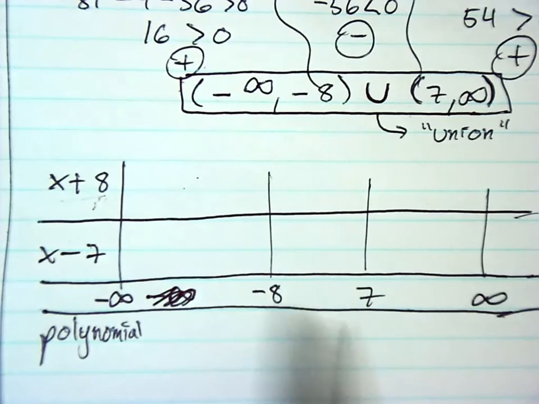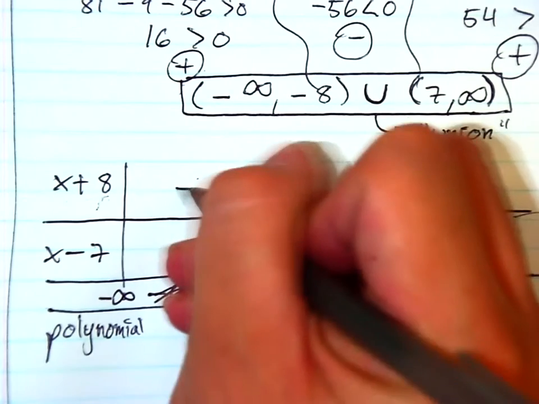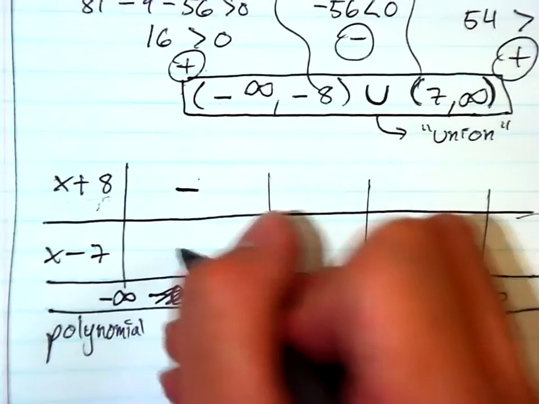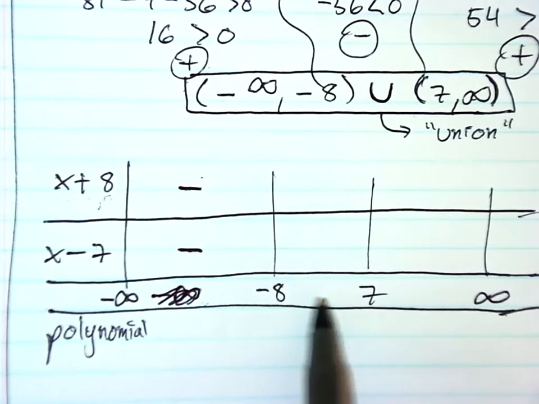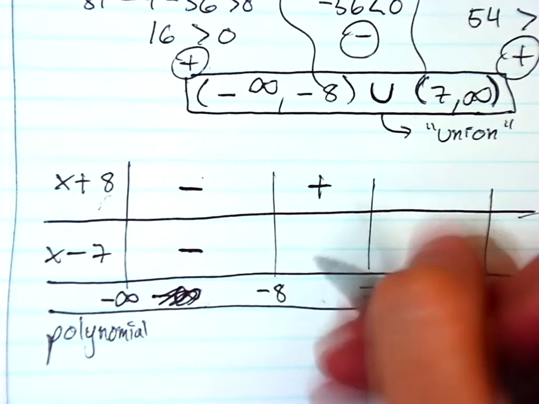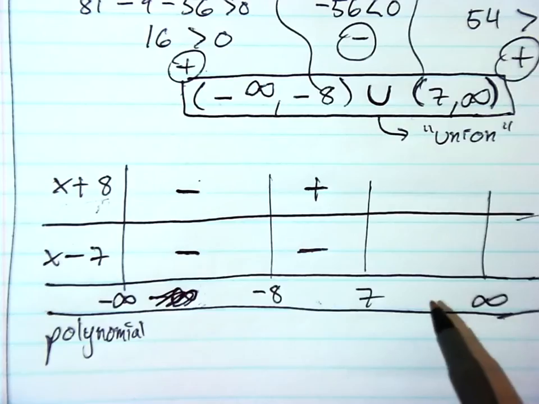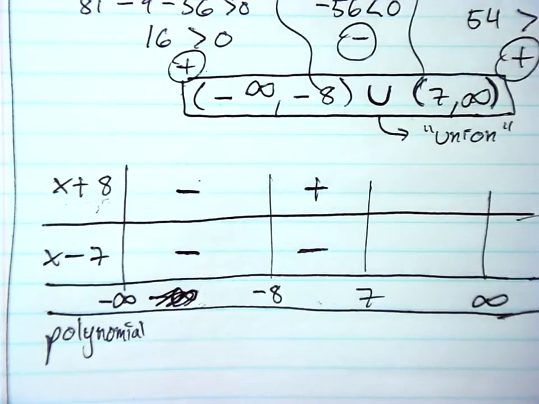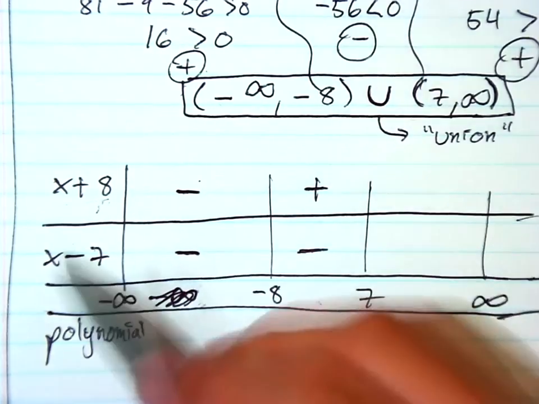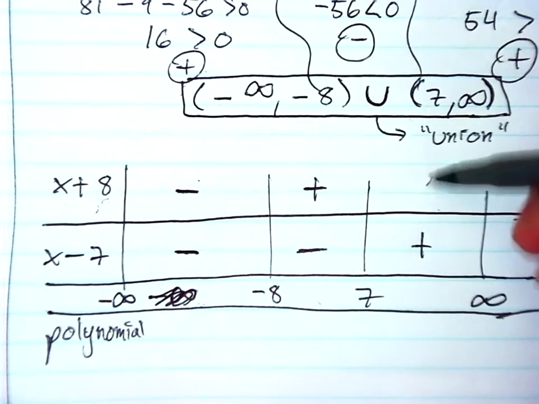So if I were to plug in a negative number such as negative 10, this one would definitely end up negative. Here, if I were to put a negative number, it would end up even more negative. Here, I'm going to plug in 0, so 0 plus 8, that's positive. 0 minus 7, that stays negative. Then between 7 and infinity, if I plug in a 9 or a 10, that's going to make that one positive. Anything at this point will be positive.